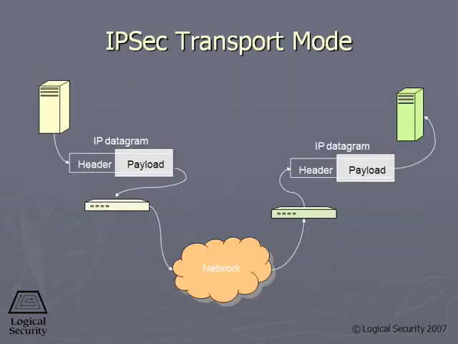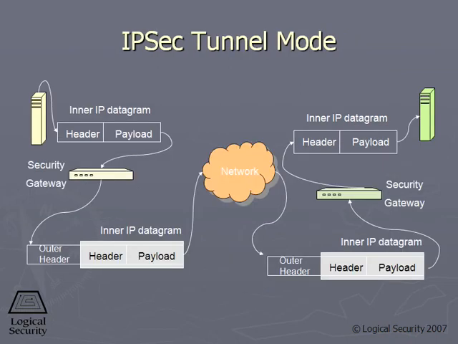Transport mode is just protecting the payload. It's not protecting the headers. A problem with that is that somebody can actually manipulate the headers and the destination won't know that. It's just protecting the payload. With tunnel mode, it's protecting the data payload and the headers, which means that the destination will actually know if some header information has been changed or manipulated by a hacker. So only in tunnel mode will they actually know that a header has been manipulated.